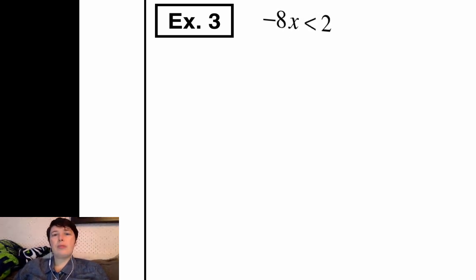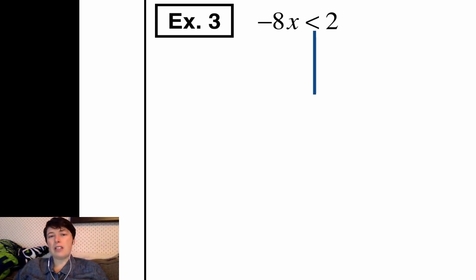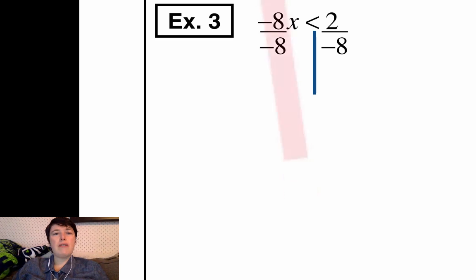For this example, we're going to solve this problem: -8x is less than 2. Okay, so this one's going to be interesting. We're going to get x by itself, so line down the middle. What do we do to get rid of that -8 when it's -8x? Well, technically it's -8 times x. So the opposite is we're going to divide it away. We're going to use fraction lines for our division. That's going to get rid of our -8. Then we're going to have x isolated by itself.